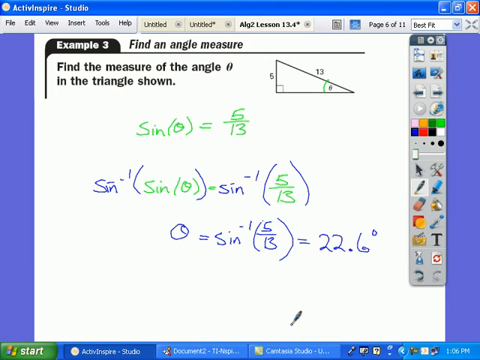So this angle for this triangle, if this side length is truly 5 and this side length is truly 13, then this angle theta must be 22.6 degrees. All right, let me show this type of problem again. We'll go a little quicker this time.